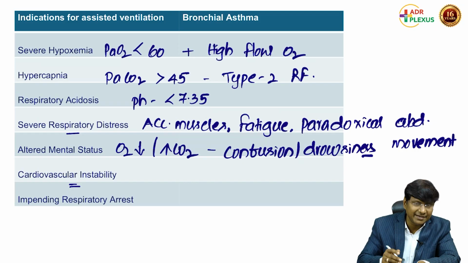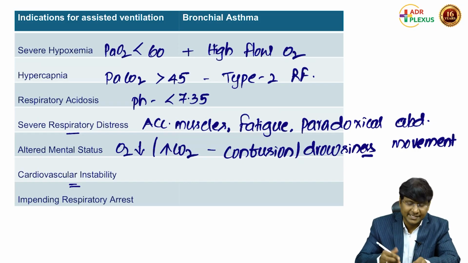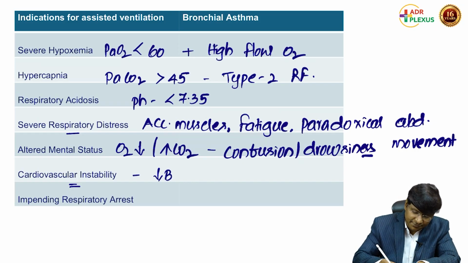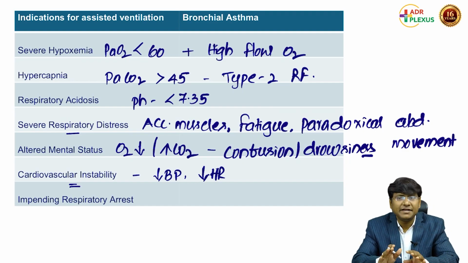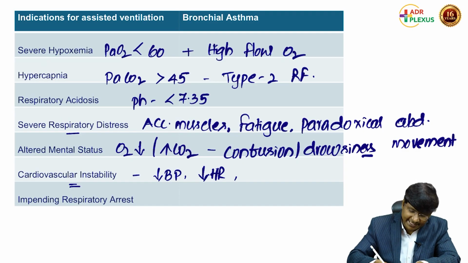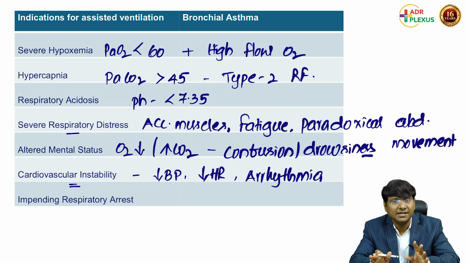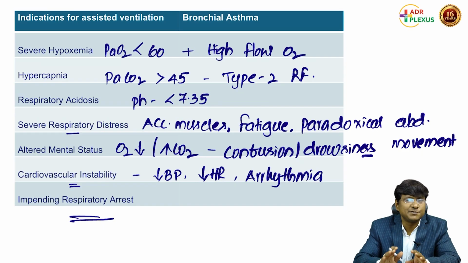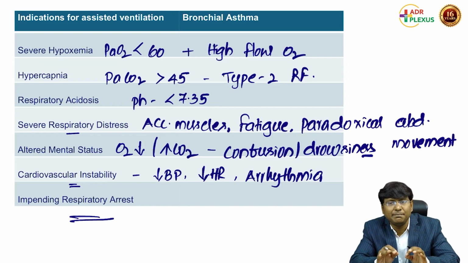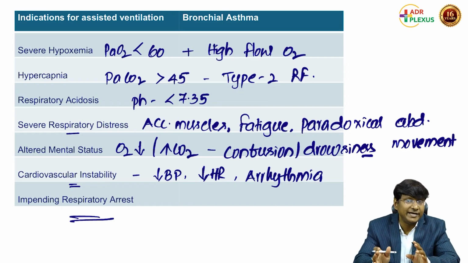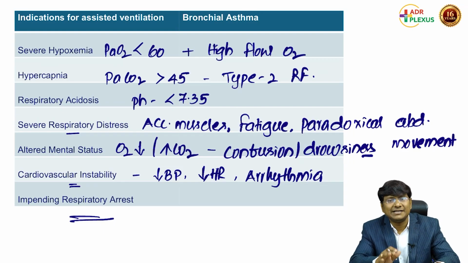Then cardiovascular instability, such as the patient having hypotension, severe bradycardia, or arrhythmias in a case of bronchial asthma. That's an indication for assisted ventilation. And then impending respiratory arrest, the clinical signs of impending respiratory failure despite aggressive medical therapy. So these are the indications for assisted ventilation in patients with bronchial asthma.